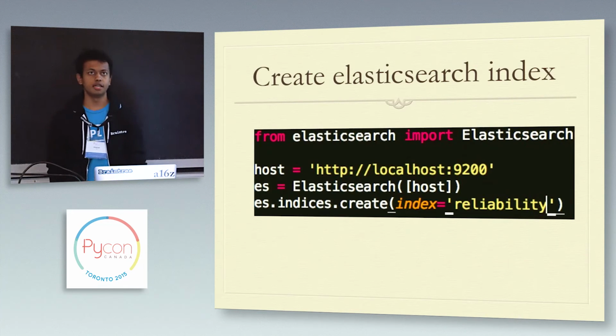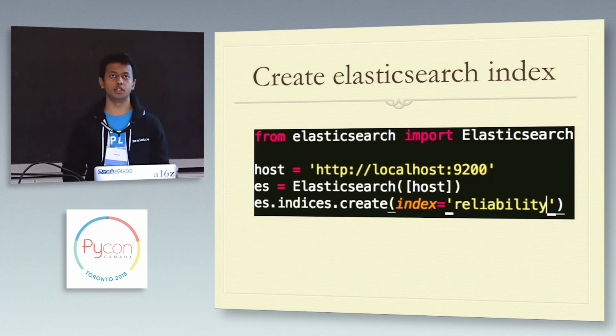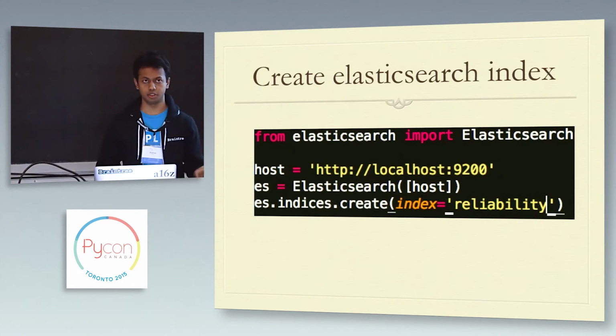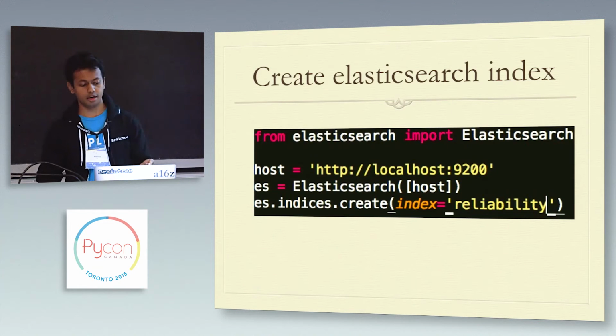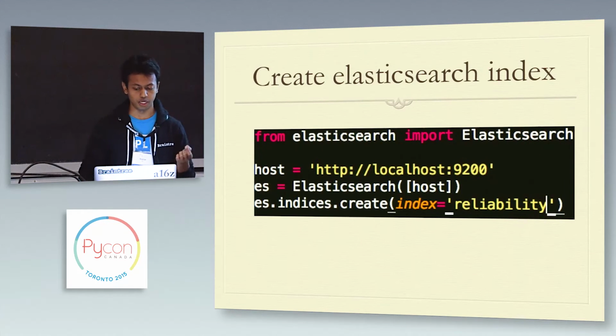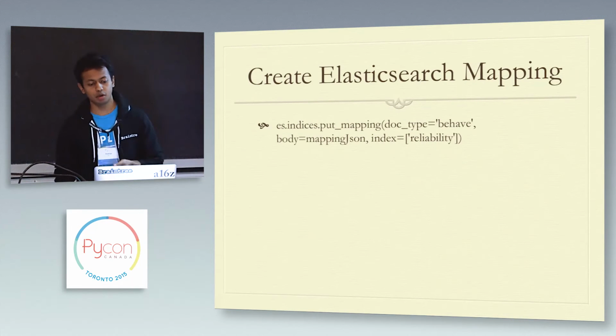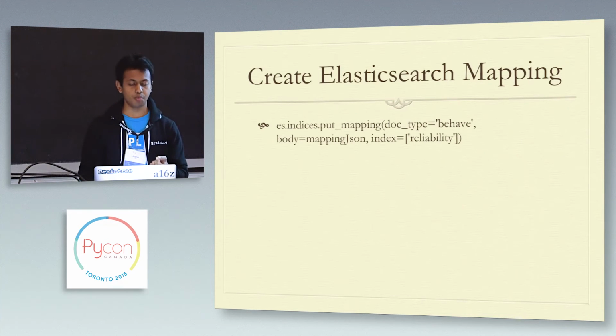Creating the Elasticsearch index, we did it by using the officially supported Python binding. You just import Elasticsearch and point it to a host. Here I'm just using localhost. I'm going to create an index called reliability. Once I have that, I'm going to create a mapping called behave under the index reliability, and I'm going to pass in a body of JSON.